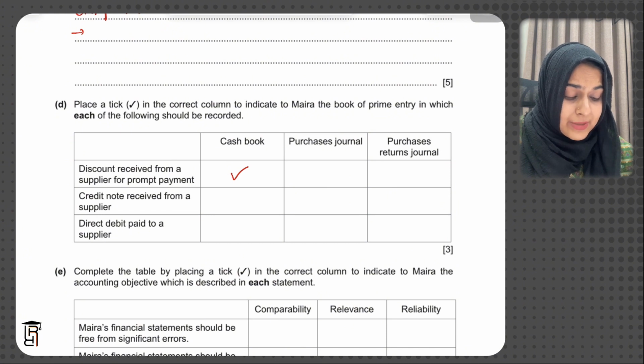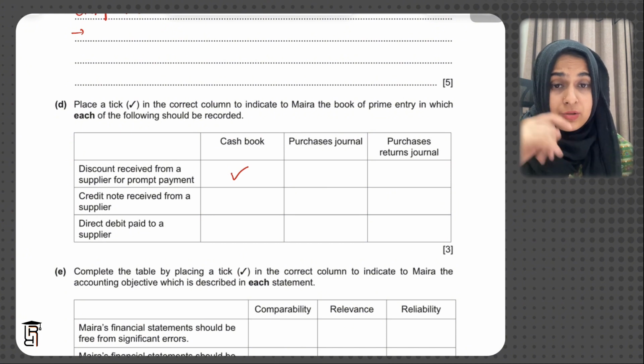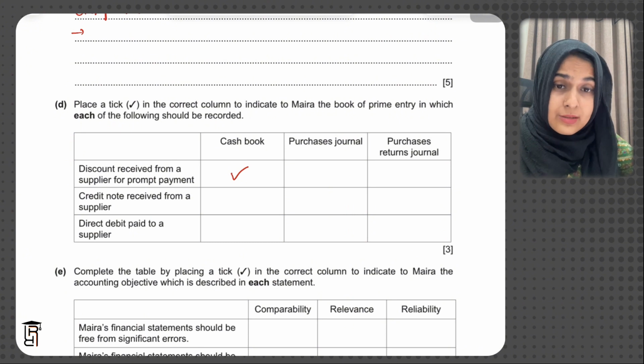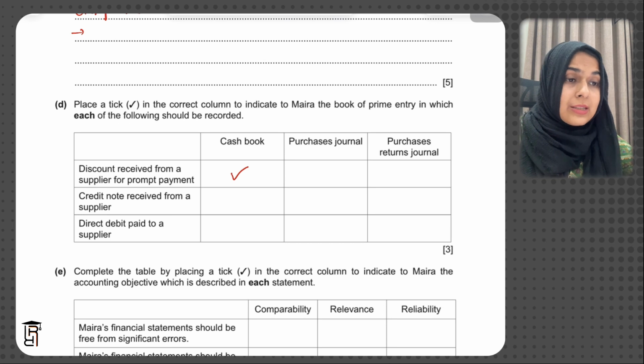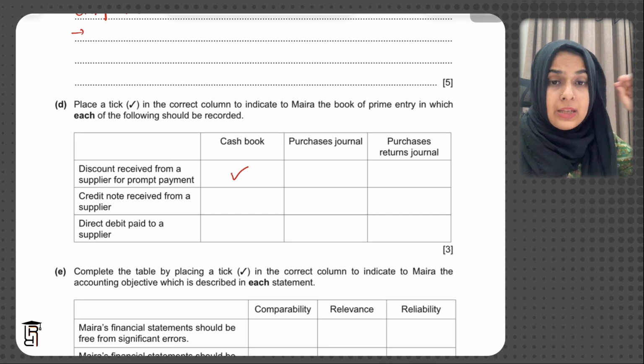Credit note received from a supplier. So there's one thing that is called a debit note. Whenever we are returning goods to our supplier, we issue a debit note to our supplier, and we request the supplier to reduce the amount of the original invoice. So when the seller receives the goods with the debit note, he inspects the goods and sees if he should accept the returns or not.